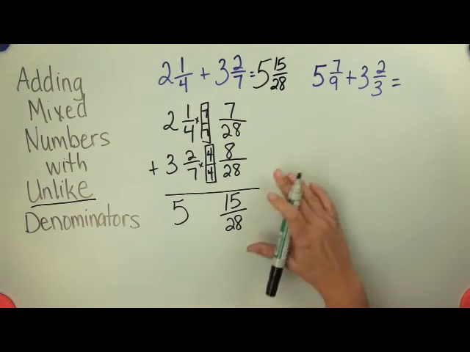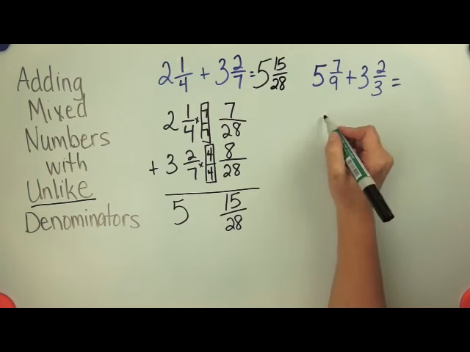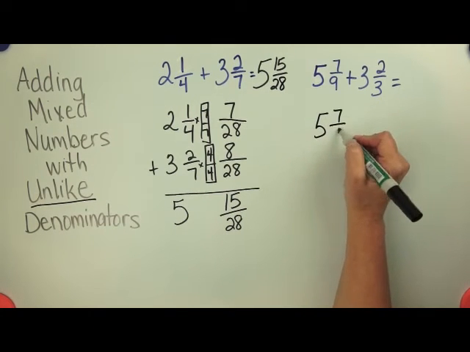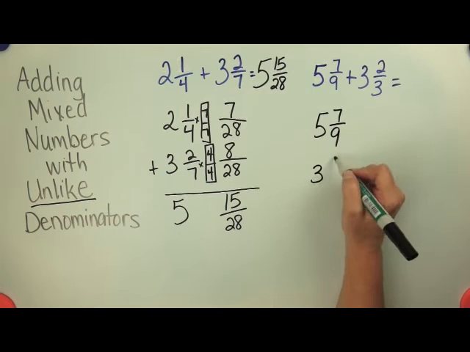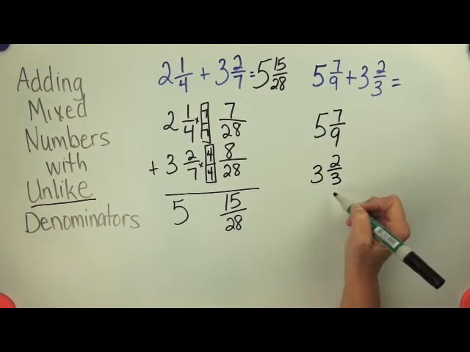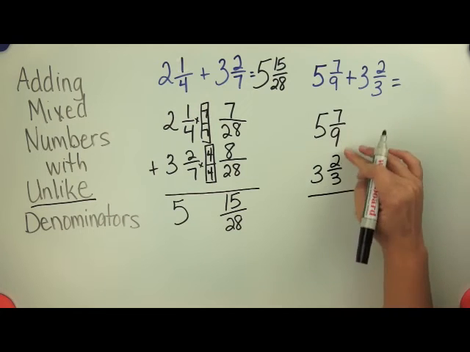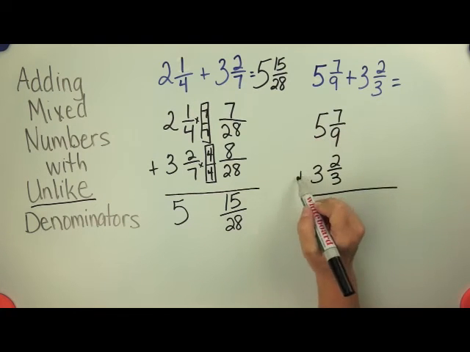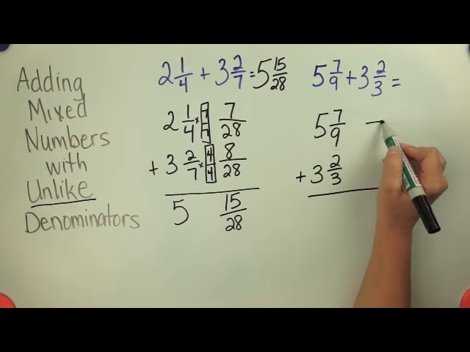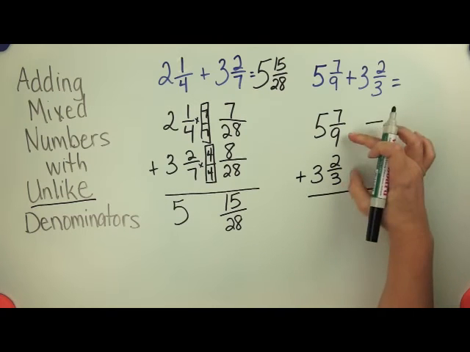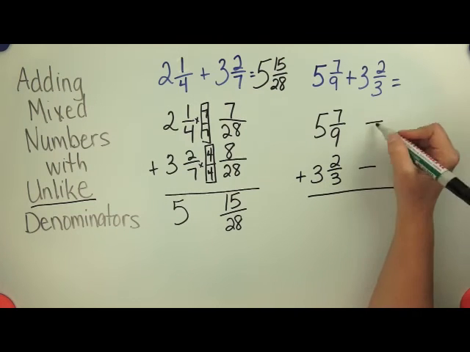We have one more problem. This one is 5 7/9 added to 3 2/3. In this problem, we're going to have some regrouping. Again, I've lined up my fractions and my whole numbers, and I'm adding. Again, I need a common denominator. In this case, the lowest common denominator is 9.